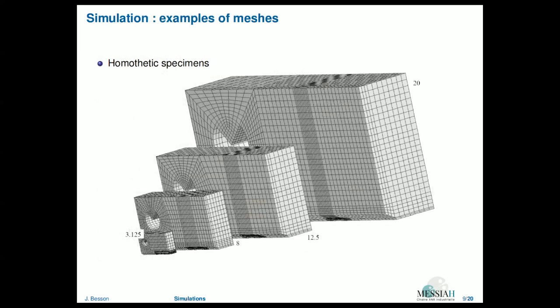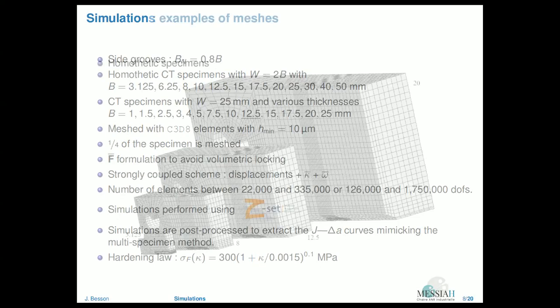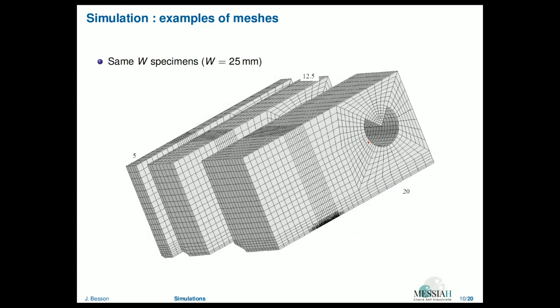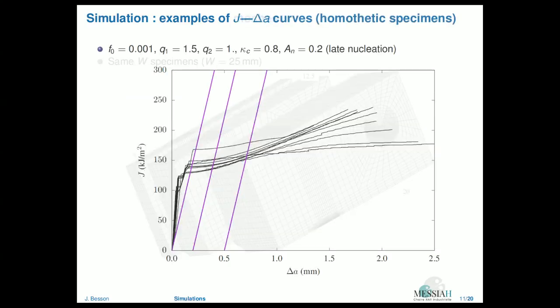Okay, so here are examples of the homothetic Russian doll specimens. What is important is that it's not the same mesh which is expanded or shrunk. It's a specific mesh, because where the crack propagates, you need to have a very small mesh size everywhere. Okay, and I'm propagating the crack up to 2.5 millimeters, and these are the constant shape, different thickness specimens. You can see always a region where the mesh is very, very fine, and with that we can generate J delta A curves as much as we want.